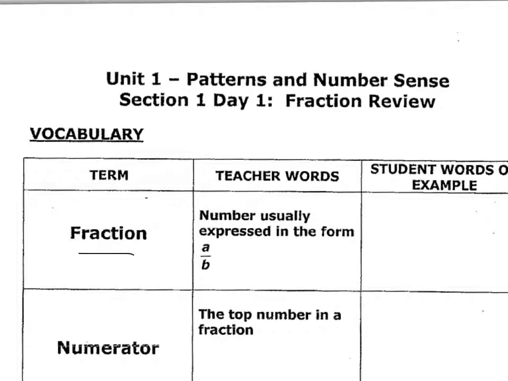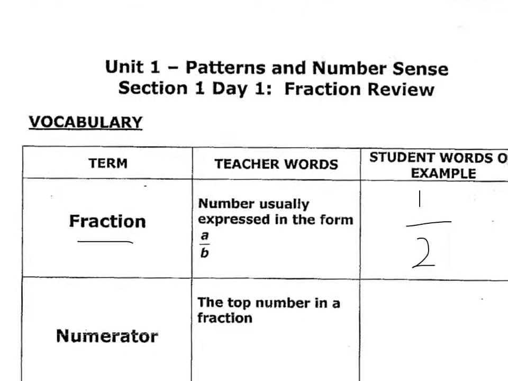Okay, what a fraction is: a number usually expressed in the form a over b. So for example, you could have something like the fraction 1/2. It's in the form a over b. That's what a fraction is. Very straightforward. Make sure you're taking notes, following along.